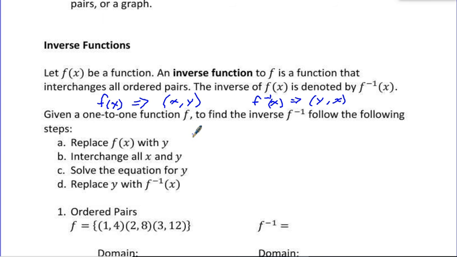So we take a look right away at the steps to find an inverse given a function. We replace the f of x with the y, then switch all of the x's and y's to finally solve for y, and then replace y once it's isolated with this function notation, which is read f inverse of x. It looks like f to the -1 power, but it's read f inverse of x.